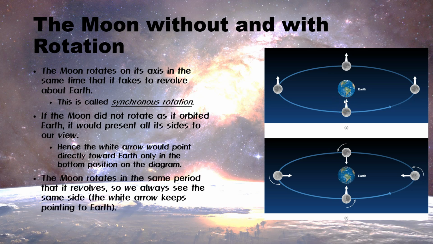But because the moon rotates in the same period that it revolves, we always see the same side, so the white arrow keeps pointing toward the Earth. So we have this tidally locked position with Earth. That's why you might hear about the dark side of the moon, because it's the side that's facing away from Earth. It doesn't mean that the side doesn't get illuminated, it simply means that it's the side that we're unable to see.